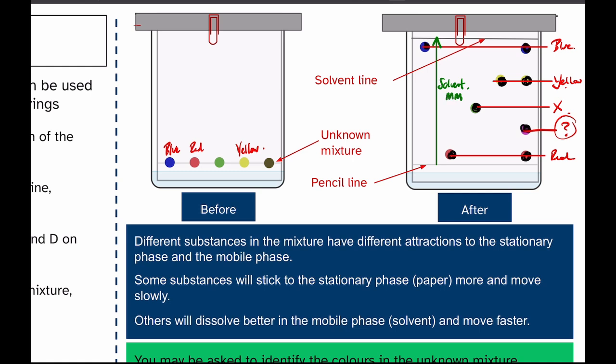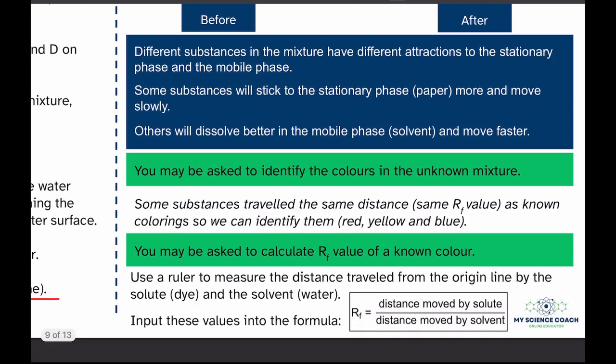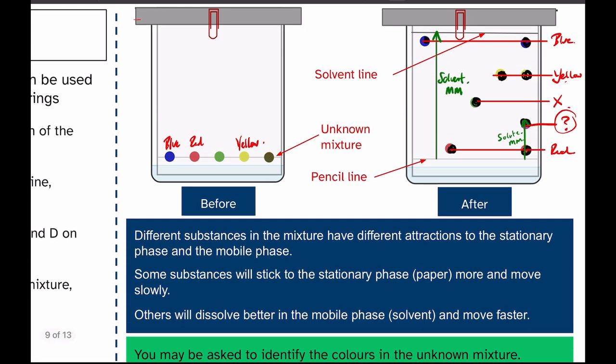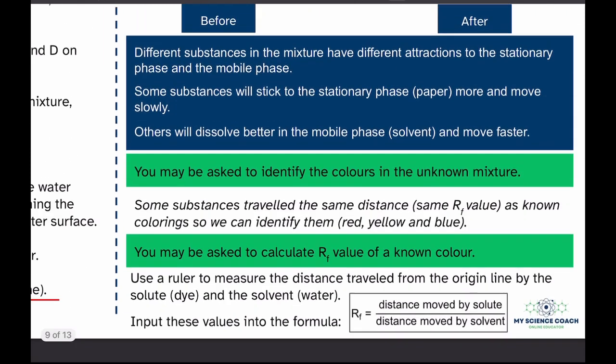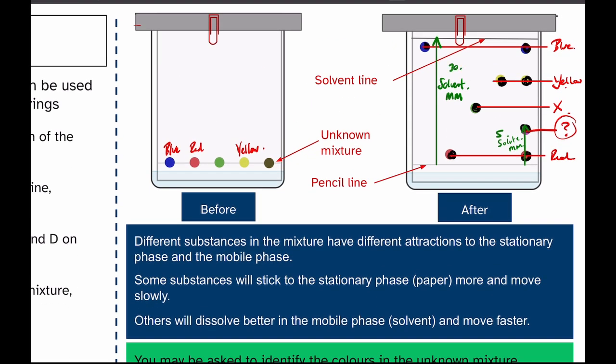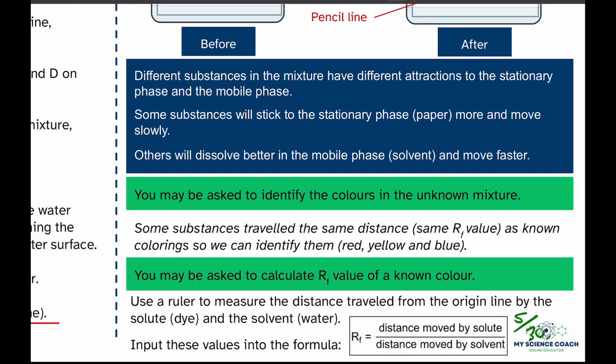And then it might ask, what was the RF value of the unknown? So the unknown one went from there to there. So this is the solute, the thing that was dissolved. That's your solute distance. To calculate RF value, you do distance moved by the solute, so let's say that was 5 millimetres, divided by distance moved by the solvent. So let's say that this was 30. That will give you an RF value, a specific value that a colour moves when dissolved in water.